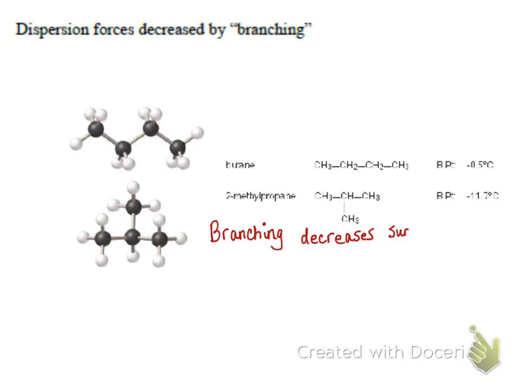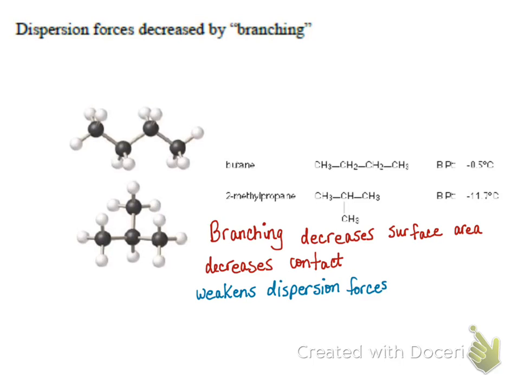Another thing that affects dispersion forces is branching. So if we look at these molecules, they both have the same formula and the same molar mass. They are isomers of each other. We've just moved things around. So they both have 4 carbons and 10 hydrogens. But in one case, all the carbons are in a straight line, and in the other case, there's 1 carbon attached to 3 other carbons. So the structure is a little bit different.